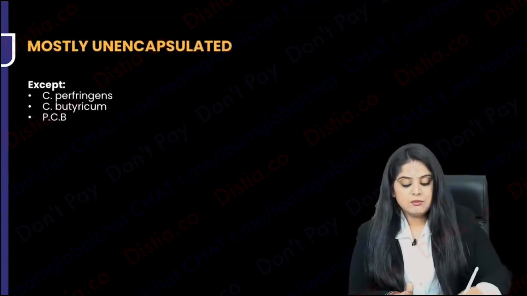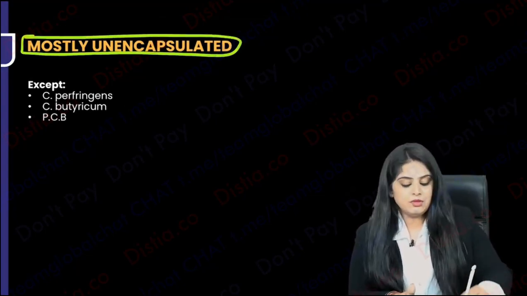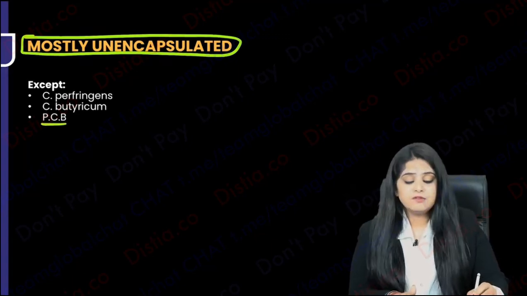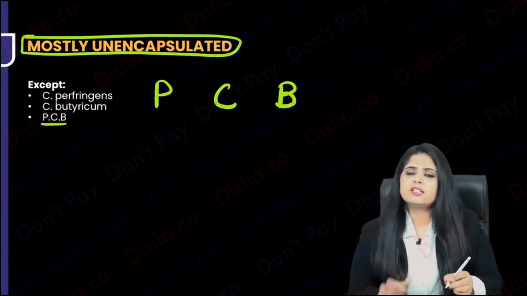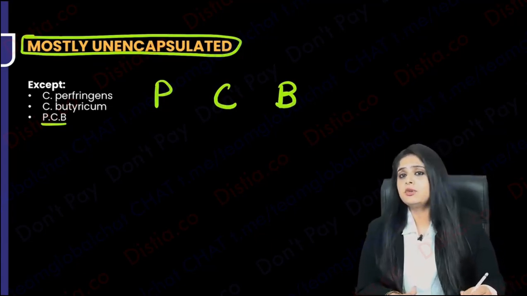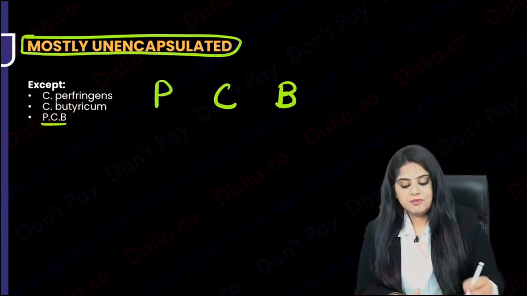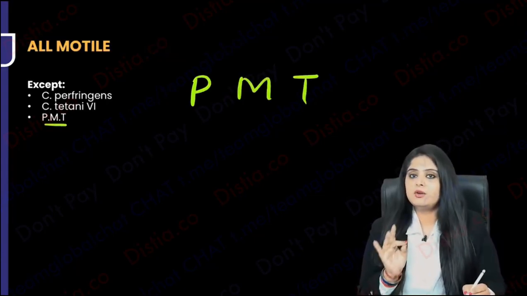Please note that mostly they are unencapsulated. Mostly these do not have a capsule. However, PCB. What? Physics, chemistry, bio. Let me ask you one: why did you take physics, chemistry, bio? Which is the exam that you wanted to crack? You wanted to crack the PMT exam. These are your two mnemonics. So, I took physics, chemistry, bio for the PMT exam.